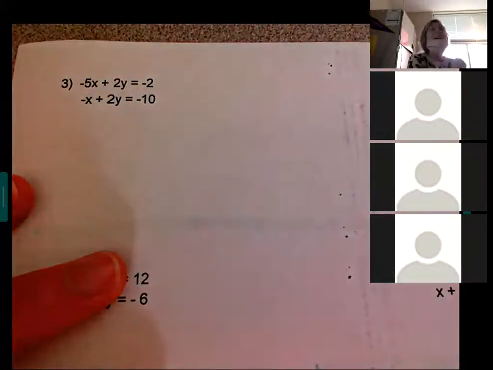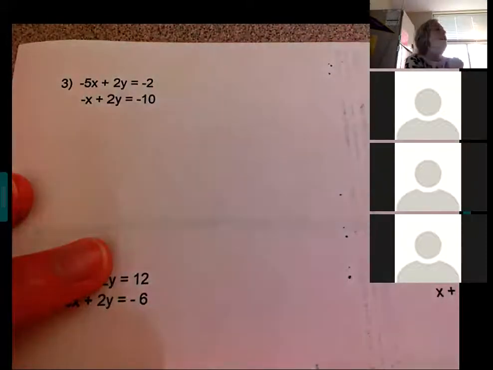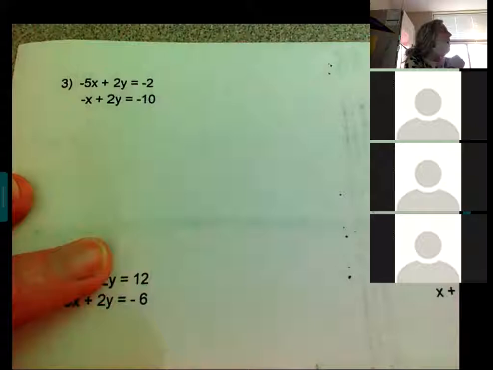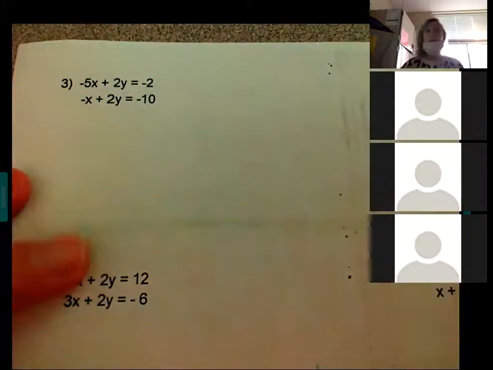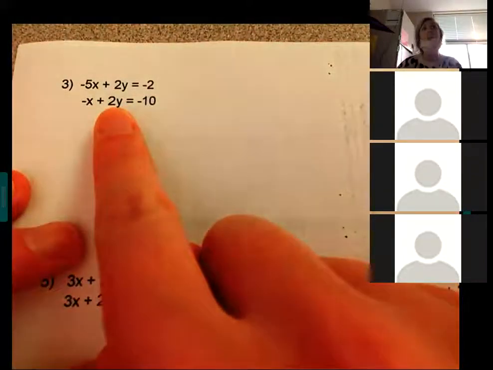Will anything cancel on its own? Y'all, 2y plus 2y is 4y. That does not cancel. I had to check them real quick, Amaya. It's okay. Pay attention to your signs. Those are both positive, so you would add them. They're not opposites, so they're not going to cancel.